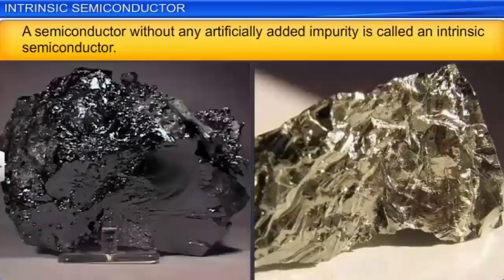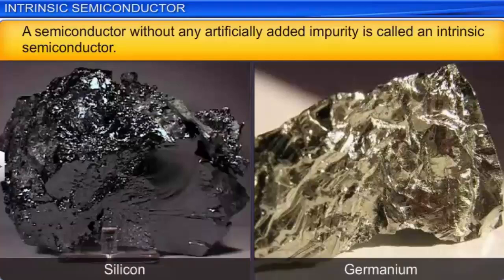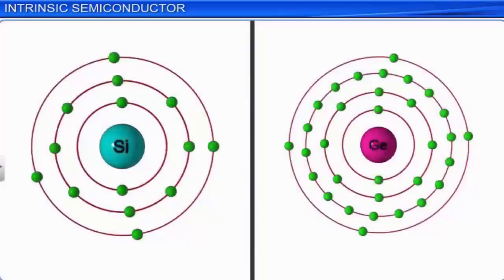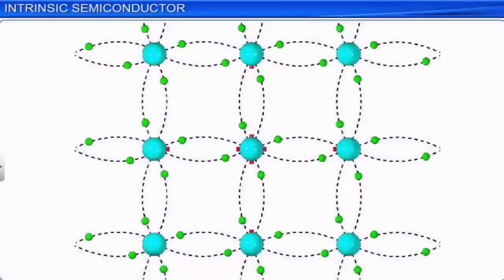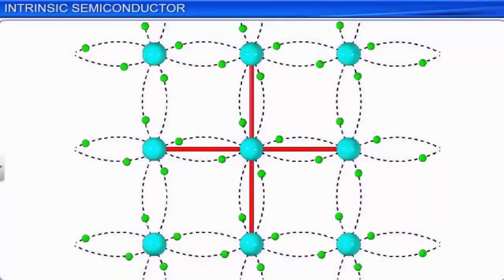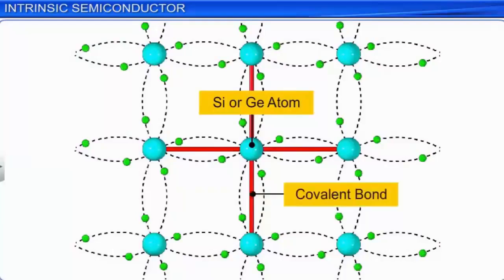A semiconductor without any artificially added impurity is called an intrinsic semiconductor. Both silicon and germanium, the two most commonly used semiconductors, exist as intrinsic semiconductors. Let us take a look at the atomic structure of silicon and germanium. Both silicon and germanium have 4 valence electrons. In crystalline form, each silicon and germanium atom uses its valence electrons to form 4 covalent bonds with 4 surrounding atoms.